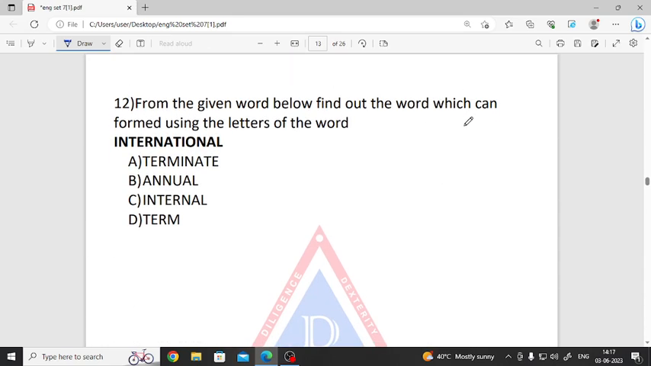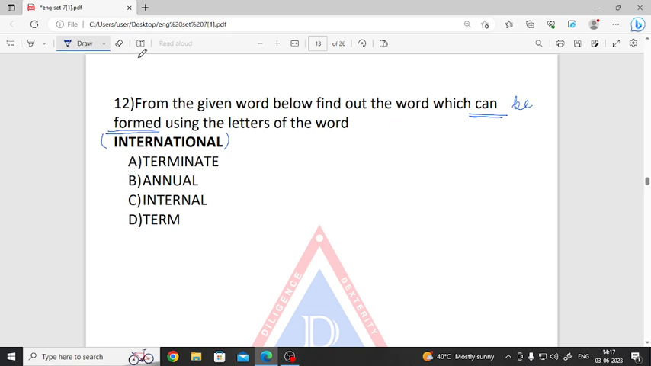Okay. What is the question? From the given word, find out the word which can be formed. Can be formed means which word is formed from the letters of the word, what? International. Okay. Which word can be formed?